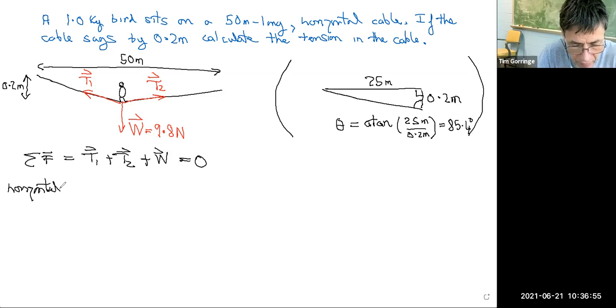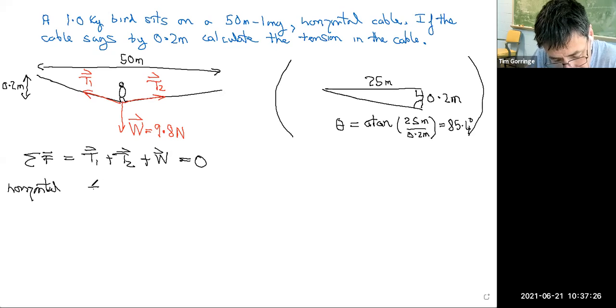Well, the horizontal tells us that the weight, well, that has no horizontal component to that force. The only horizontal components are the tension force on the left, which acts towards the left, the tension on the right here, which acts towards the right. And so the horizontal components of the tension force on the left and right must be equal in magnitude.